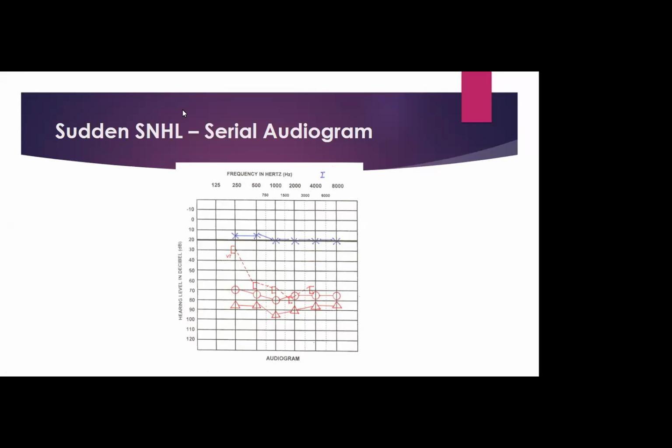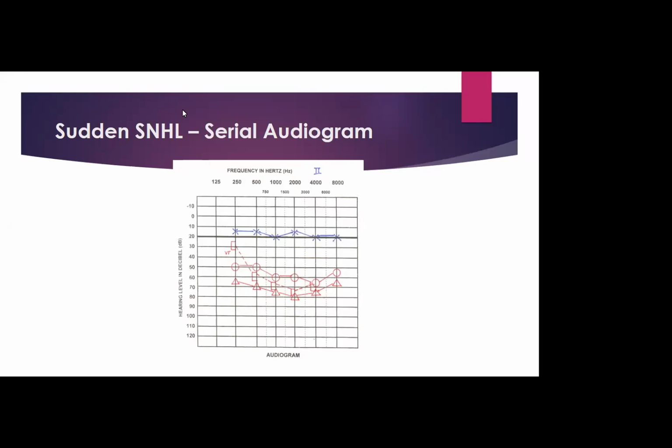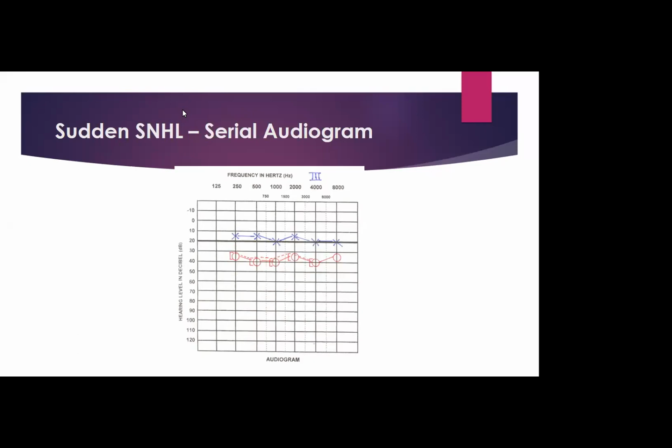So this is the first of the serial audiograms, showing right ear severe hearing loss of 80 decibels, then it improves to around 75 decibels, then it further improves to around 35 to 40 decibels.